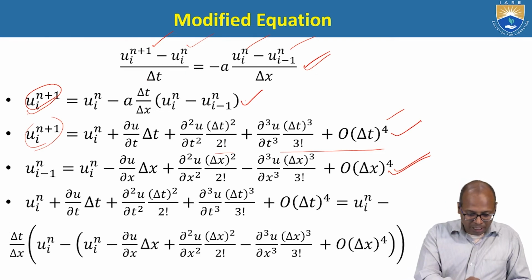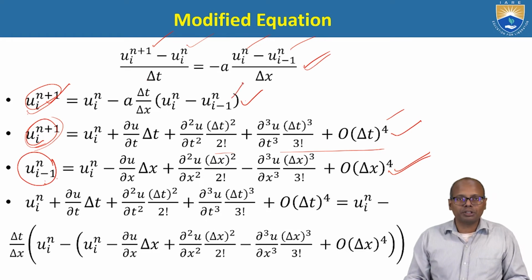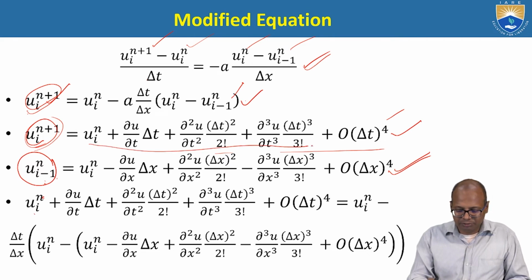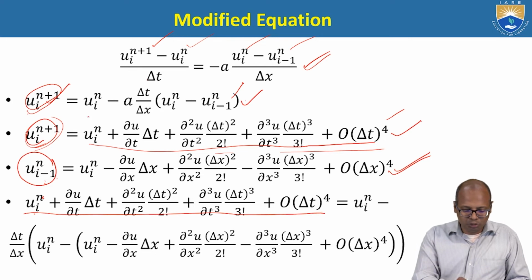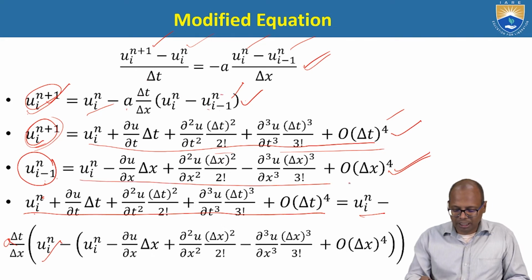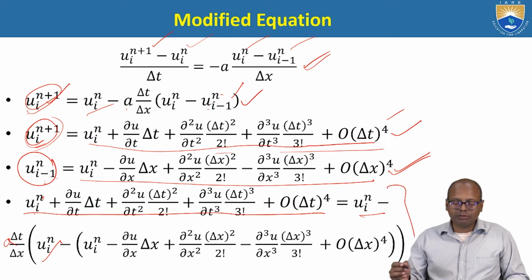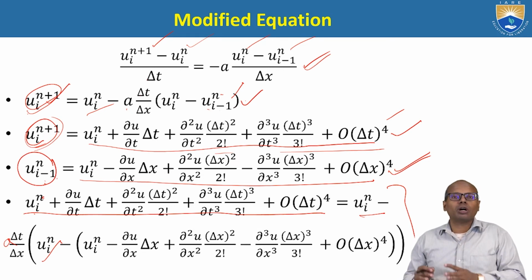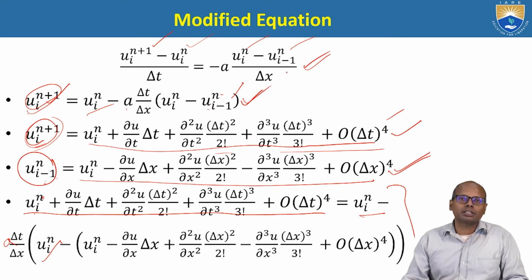What I am doing here is taking the value of u_i^(n+1) and substituting it here. I am taking the value of u_(i-1)^n and substituting it in this place. If I substitute like that, this entire equation will come here, equal to this, which will be as it is, minus a into delta t by delta x. Then u_i^n is as it is, and for u_(i-1)^n, in that place I am putting this equation. So this is the equation we got by substituting the Fourier expansion of u_i^(n+1) and u_(i-1)^n into this finite difference formulation.